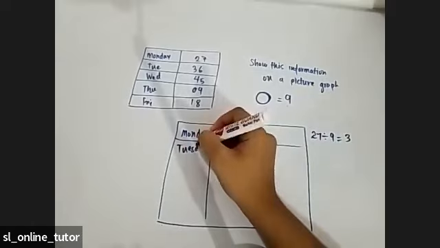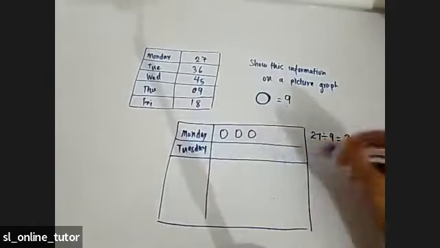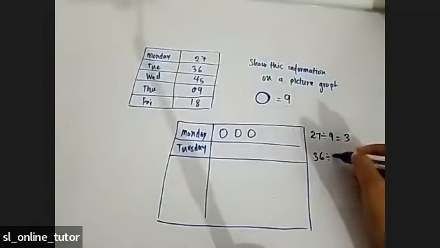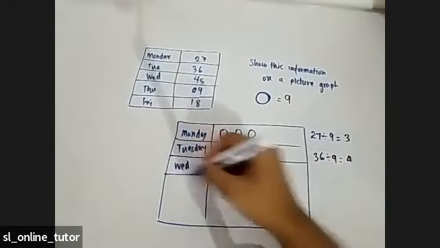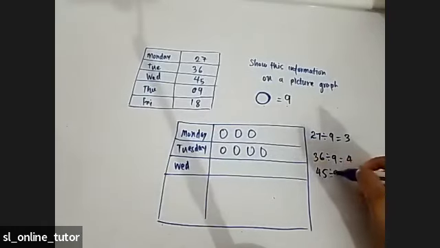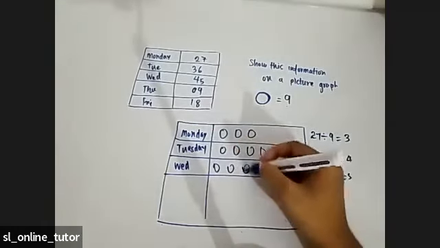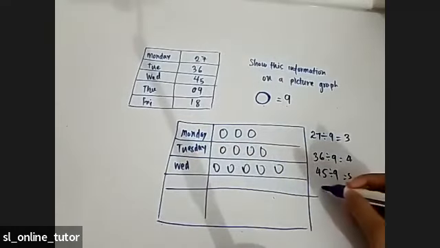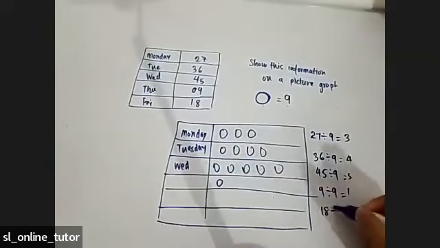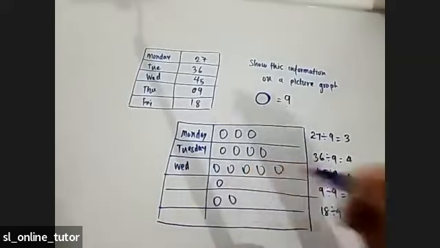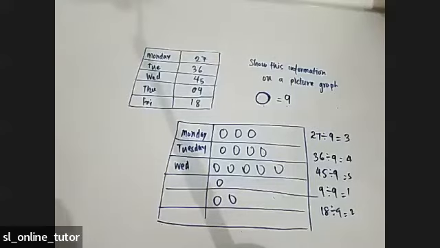These come under data representation. I'm starting with the very basic, okay? Tuesday, how many? 36. So 36 divided by 9, that means 4 pictures you have to draw. Wednesday, 45 divided by 9, you can draw 5. Thursday, 9 divided by 9, you can take 1. And Friday, 18 divided by 9, you can take 2. This is the picture graph. Can you understand? Okay, this is the basic of data representation that you are learning in grade 6.